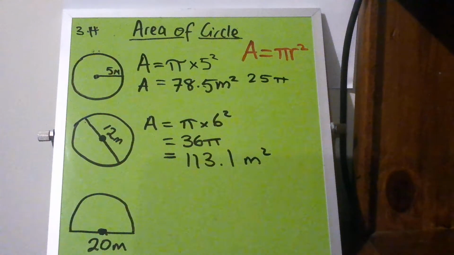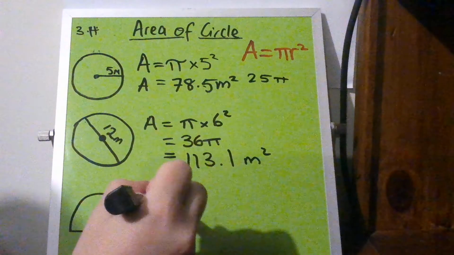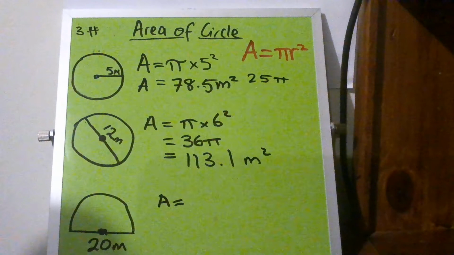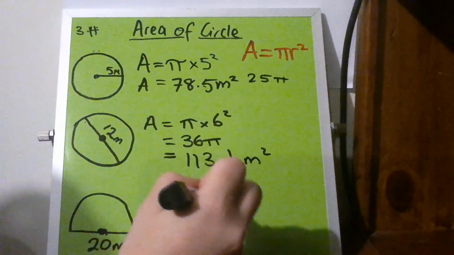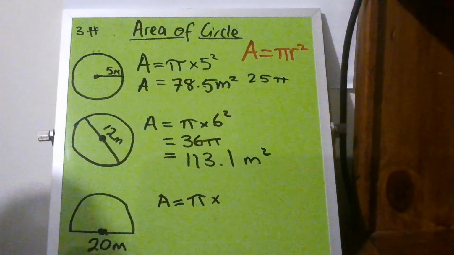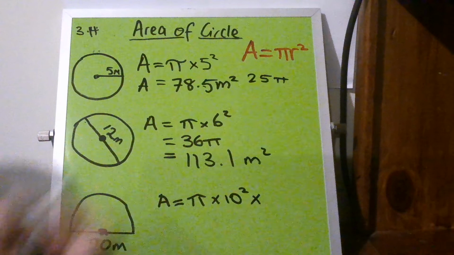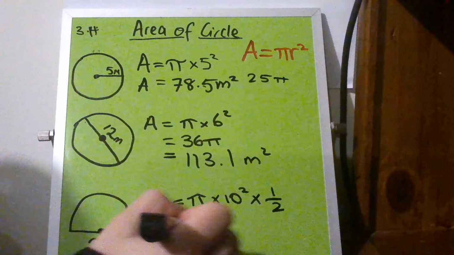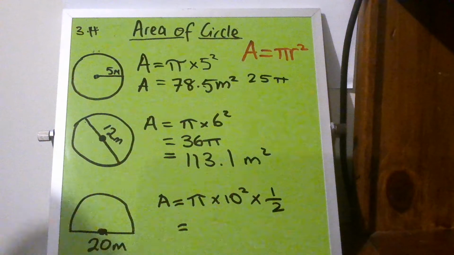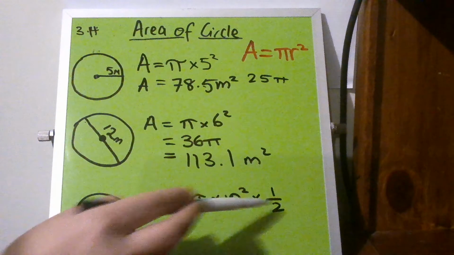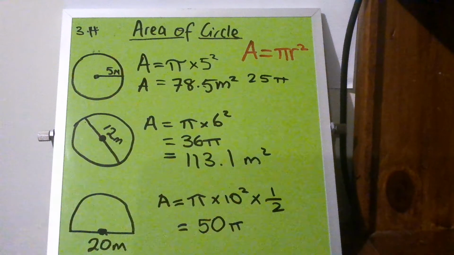Now, this last one at the bottom here is a semicircle. A semicircle is half a circle. So if we want to find the area of half a circle, we just need to think about how we would find the area of the whole circle. We'll start with pi times the radius squared. The radius of this will be 10, half of 20. Then we multiply by whatever fraction of the circle we have, in this case 1/2. 10 squared is 100, times 1/2 is 50. I'm going to leave this one in terms of pi as 50 pi.